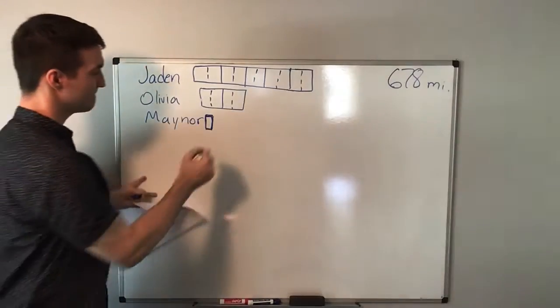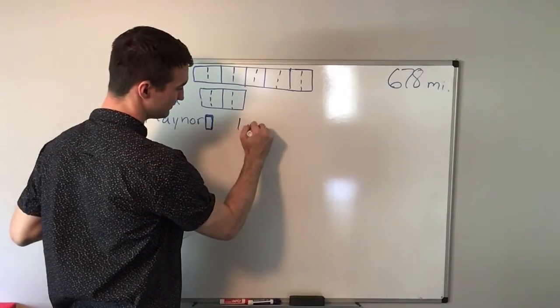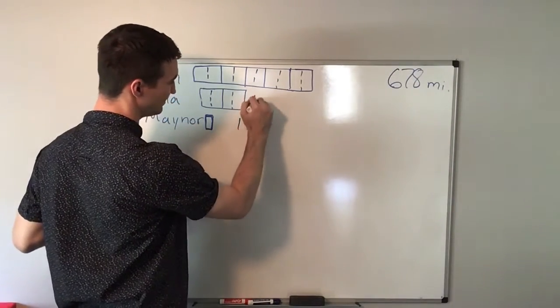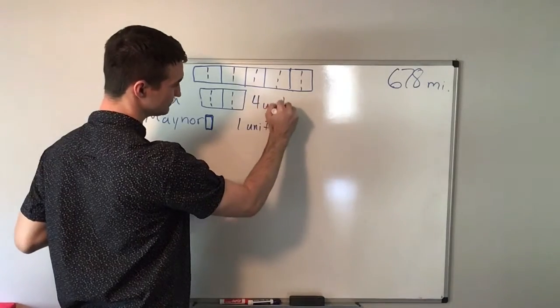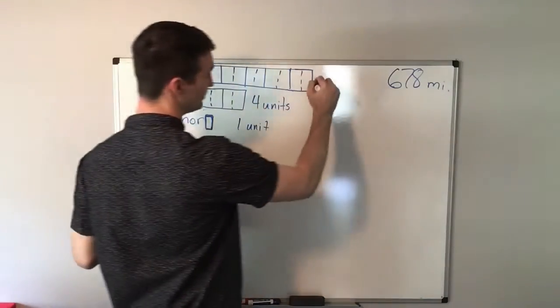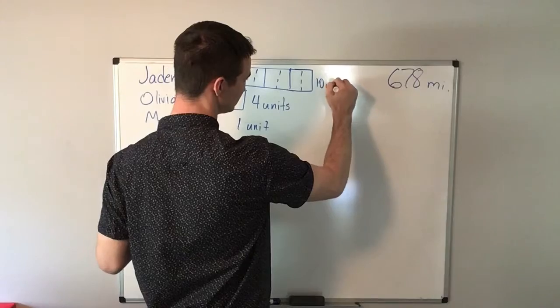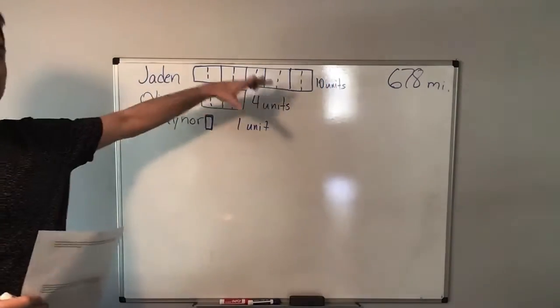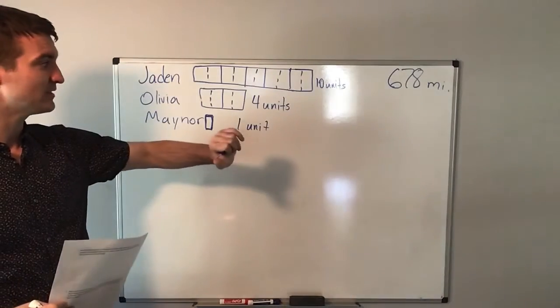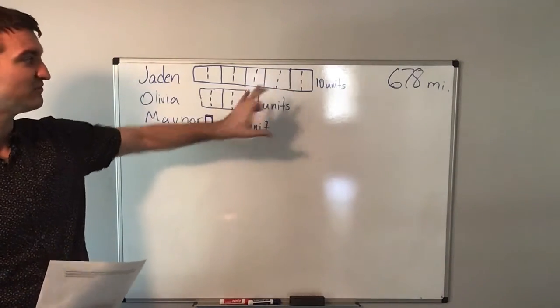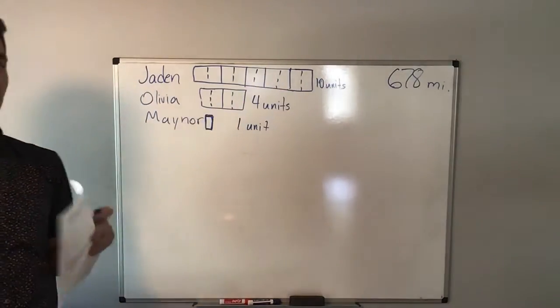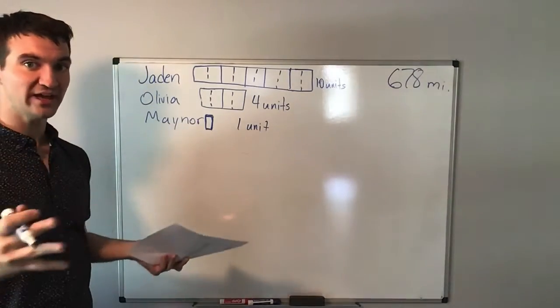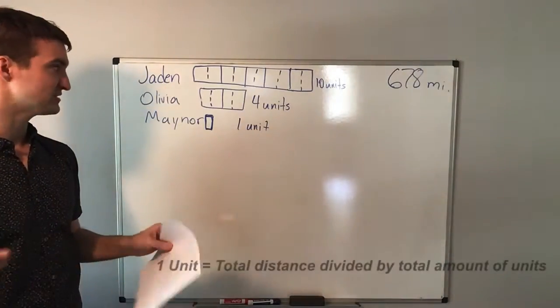So Maynard has 1 unit. Olivia has 4 units. Jaden would have 10 units. All right, now what I'm going to do is add all these units together, and then use that total amount to find what 1 unit is. And once I have 1 unit, I can go ahead and find everything else I need to find.